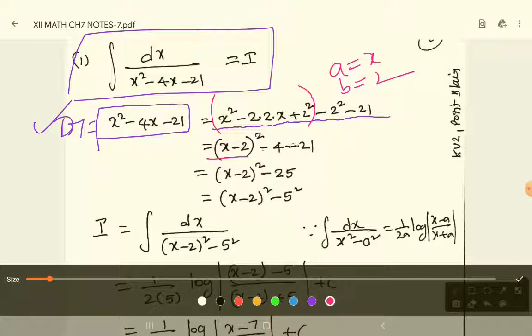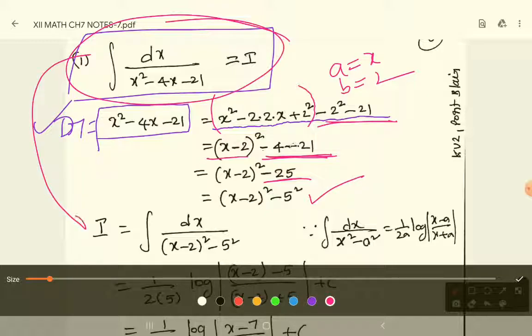Then outside, minus 2 square minus 21 is minus 4 minus 21, which is minus 25, can be written as 5 square. Now this integrand can be converted as dx by (x minus 2) whole square minus 5 square. So that is the formula related to 1 by x square minus a square, as 1 by 2a log mod (x minus a) by (x plus a).